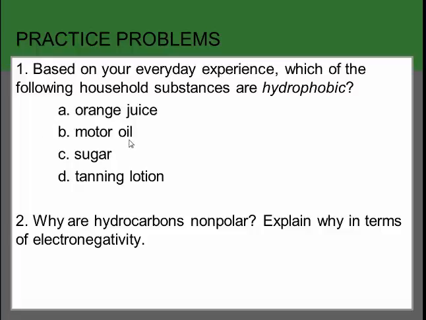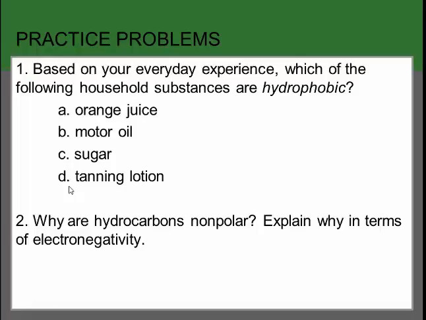Motor oil, on the other hand, it has oil in the name. We know that that does not mix with water. If we spill some motor oil on the ground, we can't just flush it away with water. It will float on the surface of the water. So this is a hydrophobic compound. Sugar, I think we've all experienced dissolving sugar in water. It makes a homogeneous solution. Sugar is polar. We'll talk more about sugar in the later chapters of the book. So that is a polar substance. It's hydrophilic. It is not water-fearing. Tanning lotion, it feels oily. Some of them are made to be waterproof, so they don't dissolve in water, and that would be a hydrophobic compound. So tanning lotion is also hydrophobic.